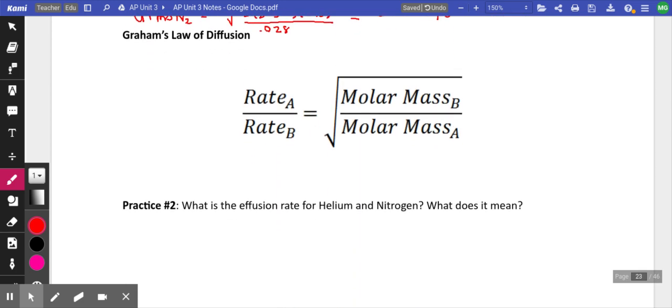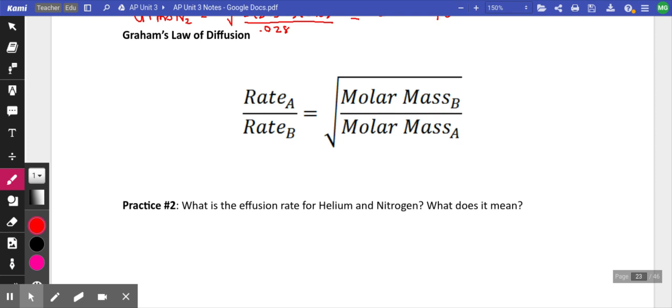The last part of this, we're going to be looking at Graham's law of diffusion, which means I'm going to compare the rate at which a substance will diffuse or effuse as compared to its molar mass. As we just saw with the root mean square speed, my heavier molecules should move slower, and my lighter molecules should move faster, which means that my lighter molecules will have a faster rate of effusion, and my heavier molecules will have a slower rate of effusion.